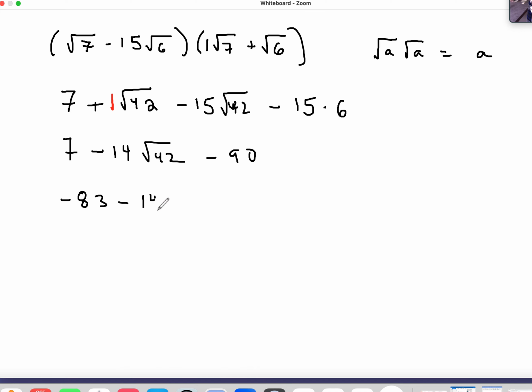Minus 14 root 42. And you might be asking yourself, how do I know I don't have to do anything to that 42? And here's how I did that in my head. I thought 42 is 6 times 7. And 6 is 2 times 3. So if we think of what that would break down to under there, 2 times 3 times 7, there's no pairs, there's no perfect squares in there. I would need 2 2s or 2 3s or 2 7s. So that means that does not simplify further. Cool, hopefully that was helpful.